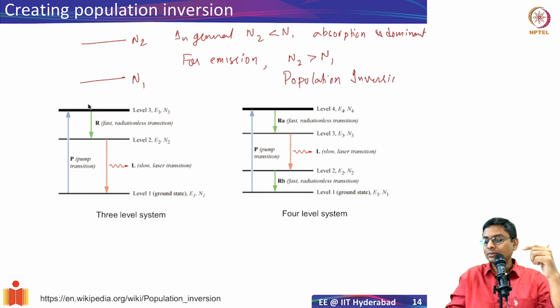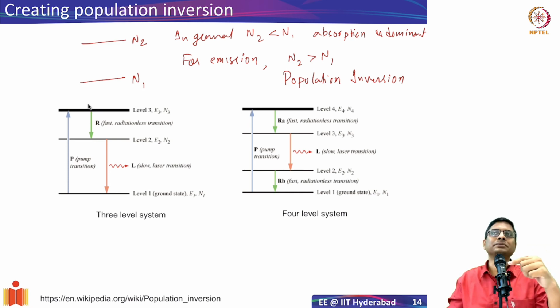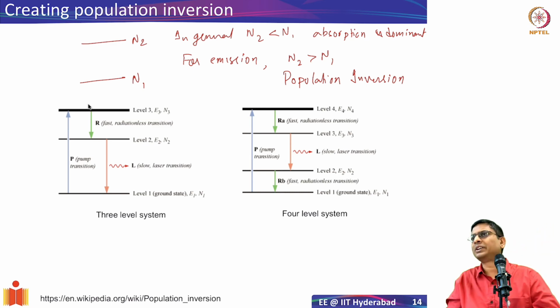This is an essential part of a laser. If you don't have population inversion, you cannot have lasing, right? You cannot have stimulated emission essentially. Otherwise, spontaneous emission is strong and nothing much happens. Once you have N2 greater than N1, stimulated emission takes over.